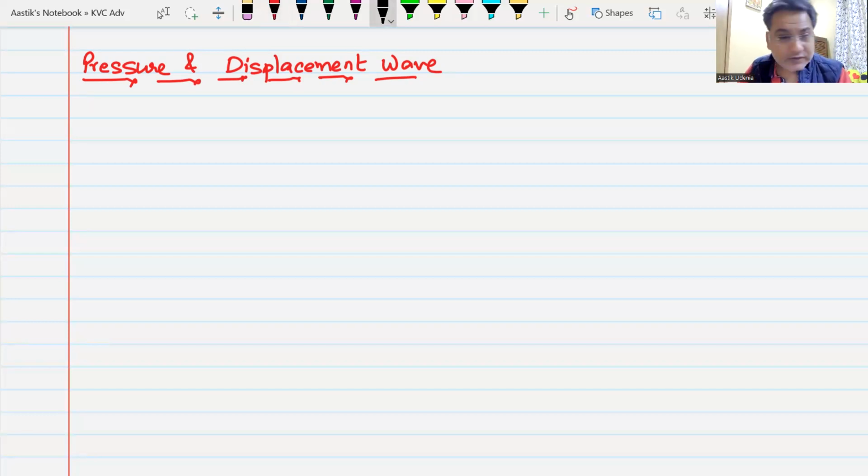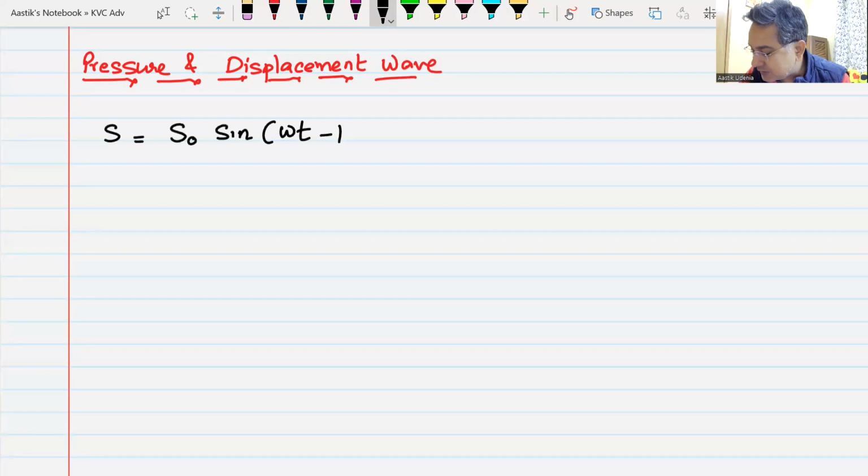Now, if I write the wave equation for this displacement wave, since the wave is traveling in the x-axis, the displacement of the particle is also going to be along the x-axis. So I should not use x here. Let me use s for displacement. s is equal to s naught, or s maximum, sine of omega t minus kx.